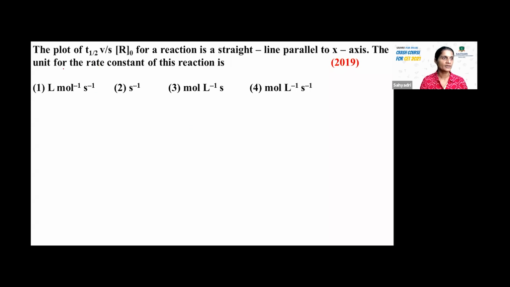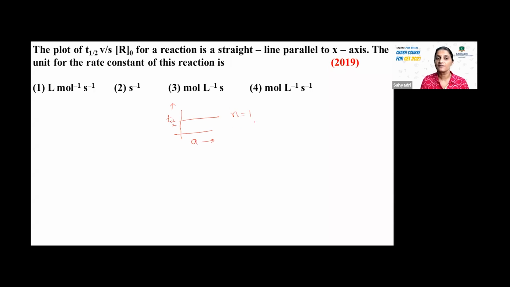The plot of T half versus R naught, that is A, is a straight line parallel to the X axis. We have studied it is a straight line. This is T half, and that's R naught. We have studied the same graph, right? So if it is this, N is equal to what? 1.